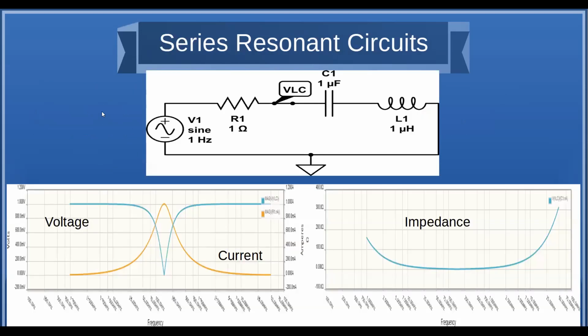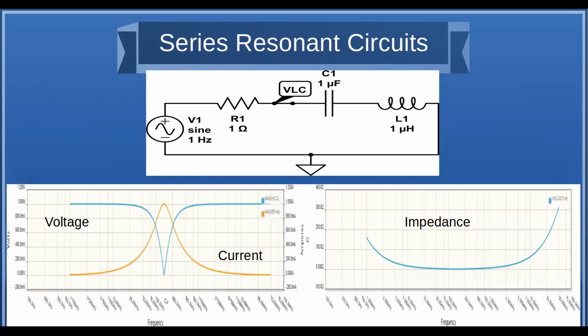Okay, so we can have series or parallel resonant circuits. The resonant frequency is the same. It doesn't matter if you put them in parallel or series. The behavior is different. So for a series resonant circuit, and I plotted this circuit down here.